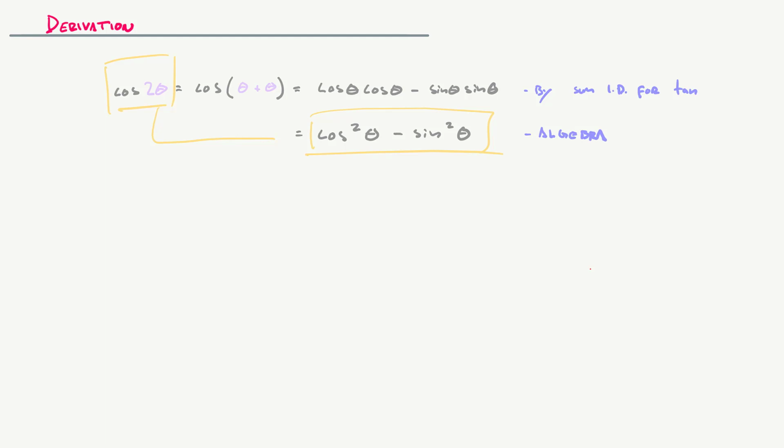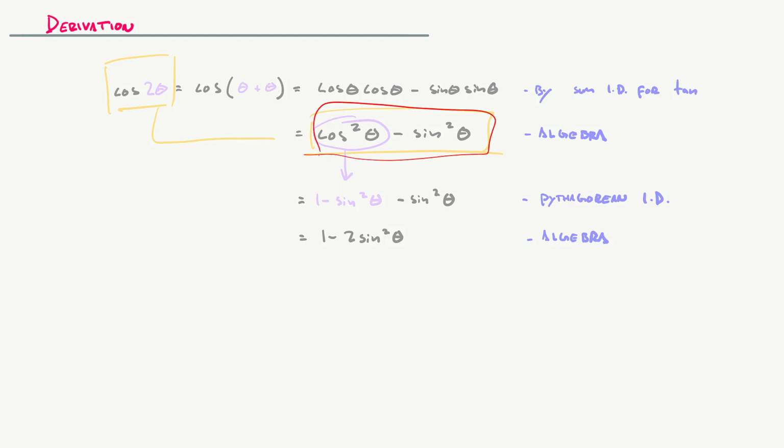For example, if I take cosine squared theta, I can actually turn that into 1 minus sine squared theta. So now cosine 2 theta, the double angle identity for cosine, can only involve sine. You can write it in such a way where if you're only given sine, then you can use this version of the double angle identity. 1 minus 2 sine squared theta is the same thing as this. It's the same identity. It's just written in a different way.